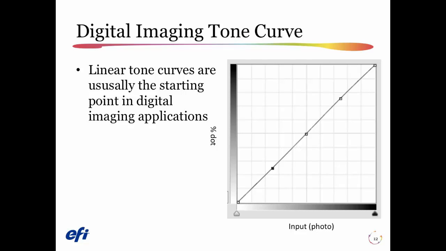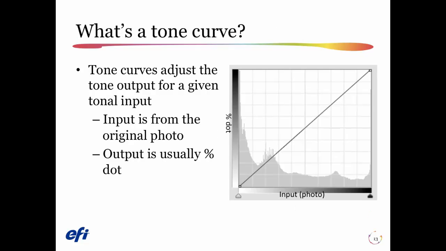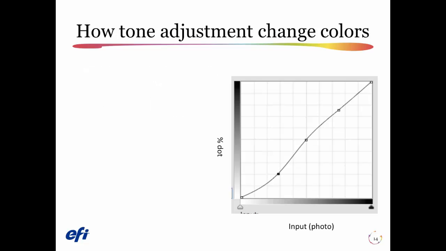If I look at a digital imaging tone curve, I typically have this starting point that's linear, as I said, and I'm showing these control points on this curve just to make it easy for you to understand. What I want to get to now is if I make a tonal adjustment, how does that affect the colors in my print? And the answer lies in understanding the relationship between wanted and unwanted colors.